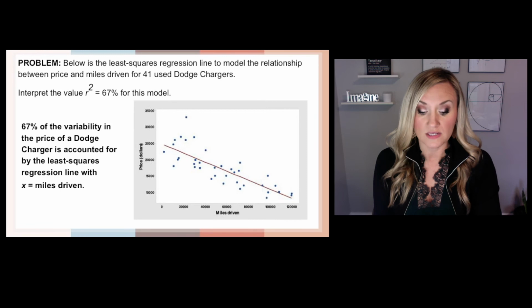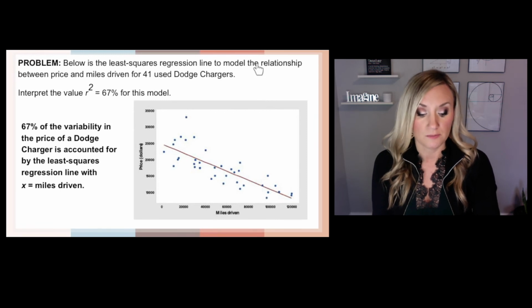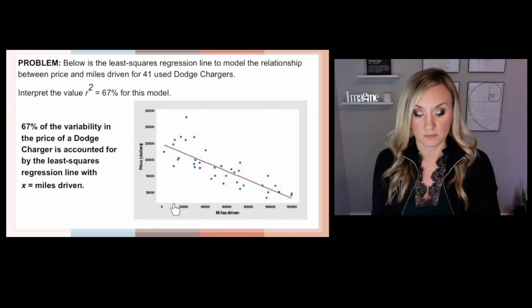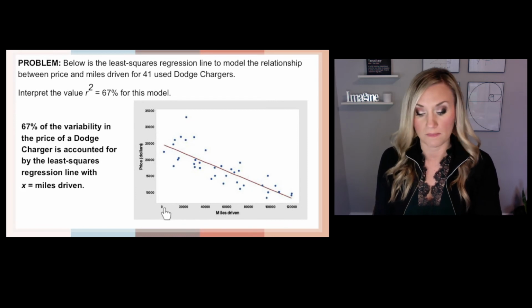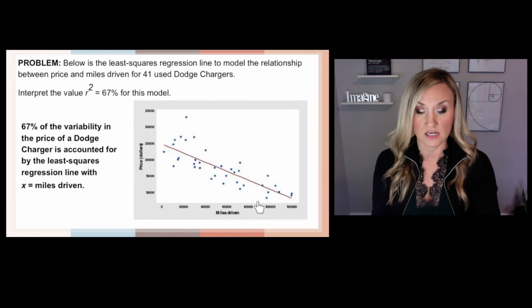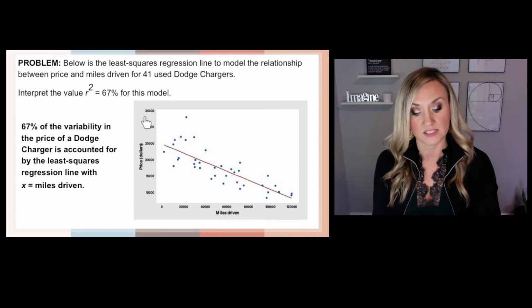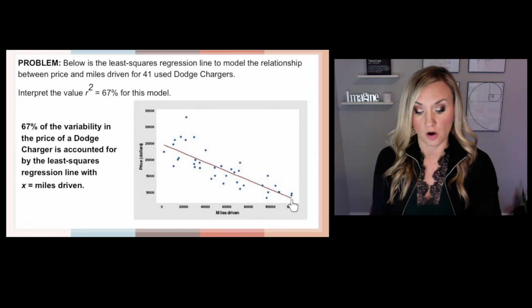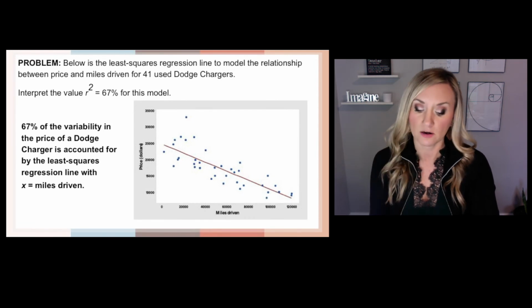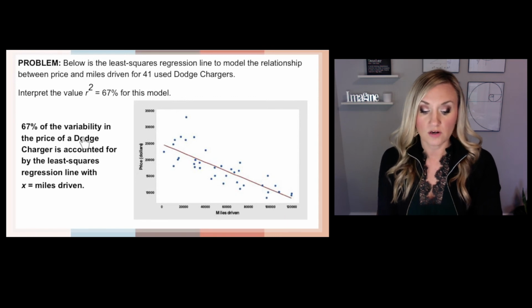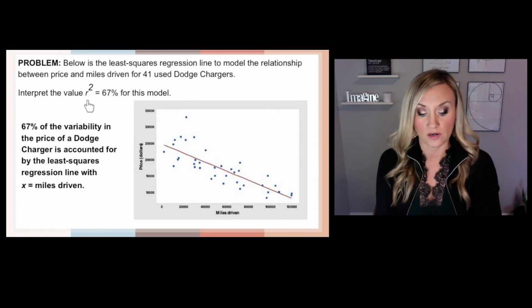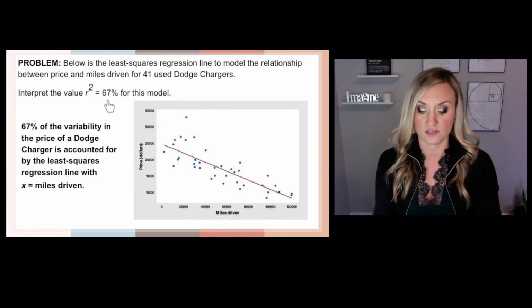Below is the least squares regression line model to look at the price of 41 Dodge Chargers. Here are the miles driven on these Dodge Chargers as well as the price on the y-axis. All of those 41 Dodge Chargers are plotted on our scatter plot, and we have the least squares regression line. We're going to interpret the value of R squared, and it equals 67% for this model.